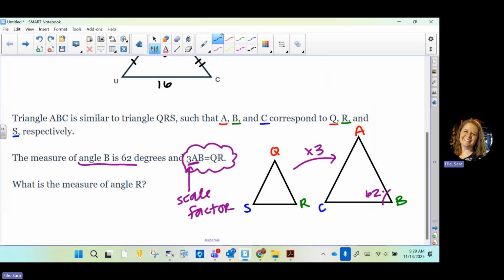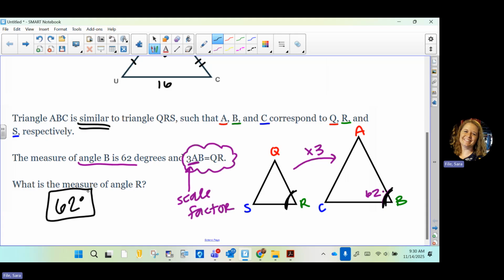Not at all. Because if they tell me they are similar, I know that corresponding angles are congruent. And what corresponds to B? R. So if B is 62, what is R? 62. That's it. That was your answer.